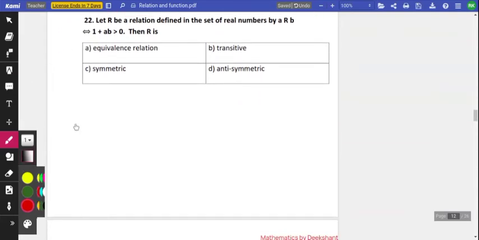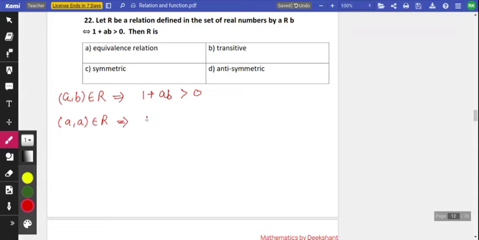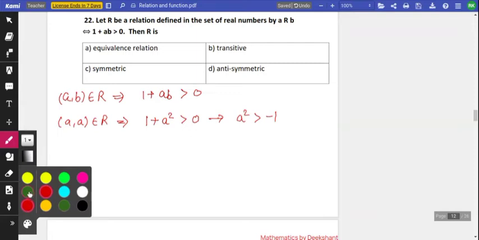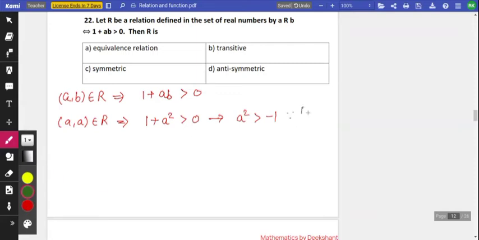A relation is given, and in this question you have to check whether the given relation is equivalence, symmetric, transitive, or anti-symmetric. Suppose the given relation is (a,b) belongs to relation R such that 1 plus ab is greater than 0. For the given relation to be reflexive, (a,a) belongs to relation R. It means 1 plus a times a, that is a square, is greater than 0. In the next step, a square is greater than minus 1. A square of any number cannot be negative, so it is always greater than 0. So the given relation is not reflexive.